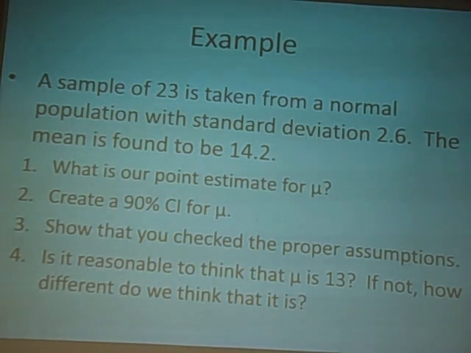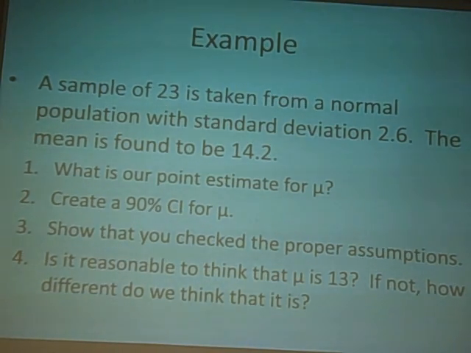All right, so this one: a sample of size 23 is taken from a normal population with standard deviation 2.6. The mean is found to be 14.2. So number one, what is our point estimate from U?